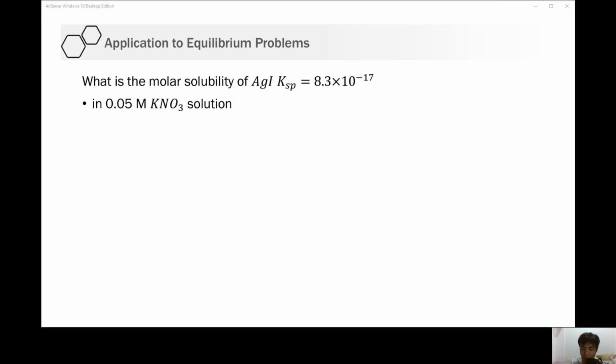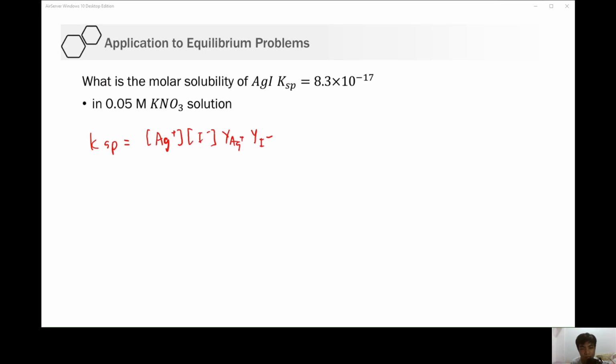Okay. So that means we have to modify our Ksp expression. So we expressed it last time, we expressed it earlier as the concentration of the two ions. However, this time because we have diverse ions, we have to include the activity coefficients of these ions.